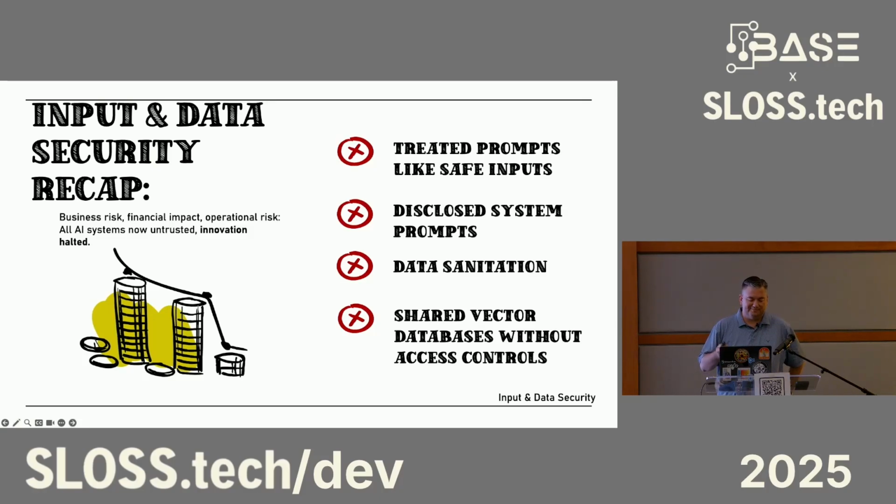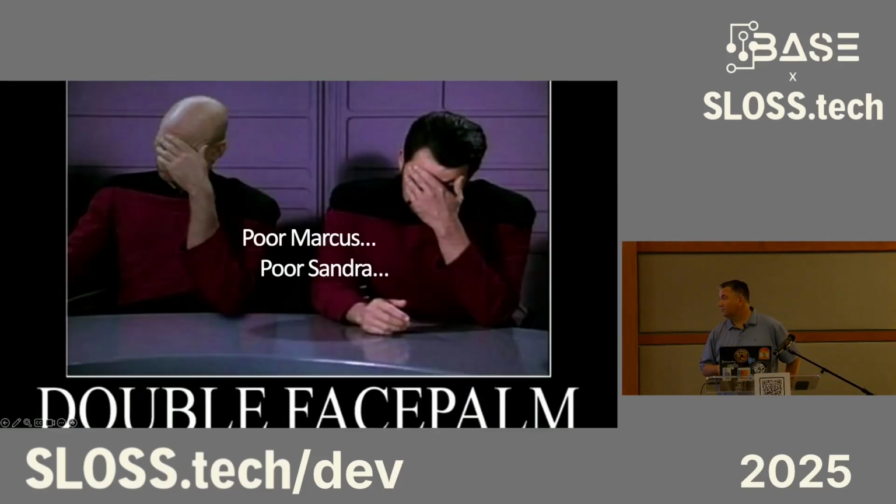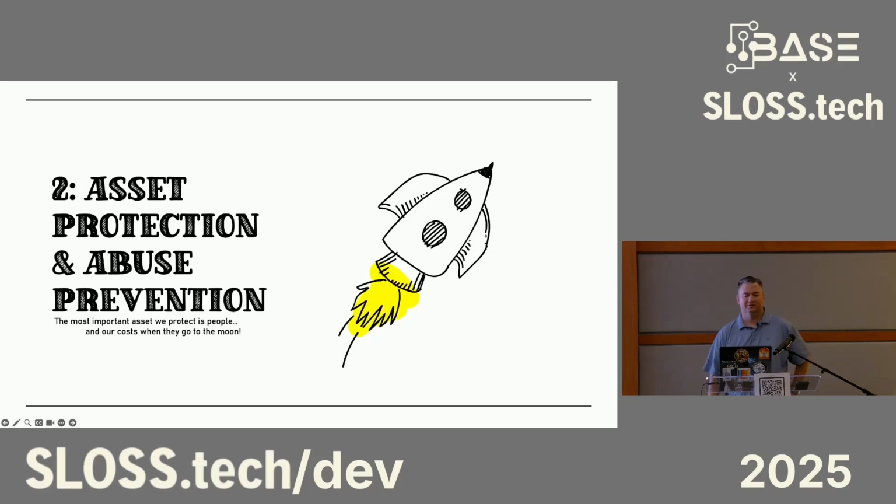So that's just one day. That's Monday. Tuesday is going to be a lot worse because it's going to hit them where it really hurts, their wallets. Poor Marcus, poor Sandra, double facepalm, which leads us to section 2, Tuesday: asset protection and abuse prevention.